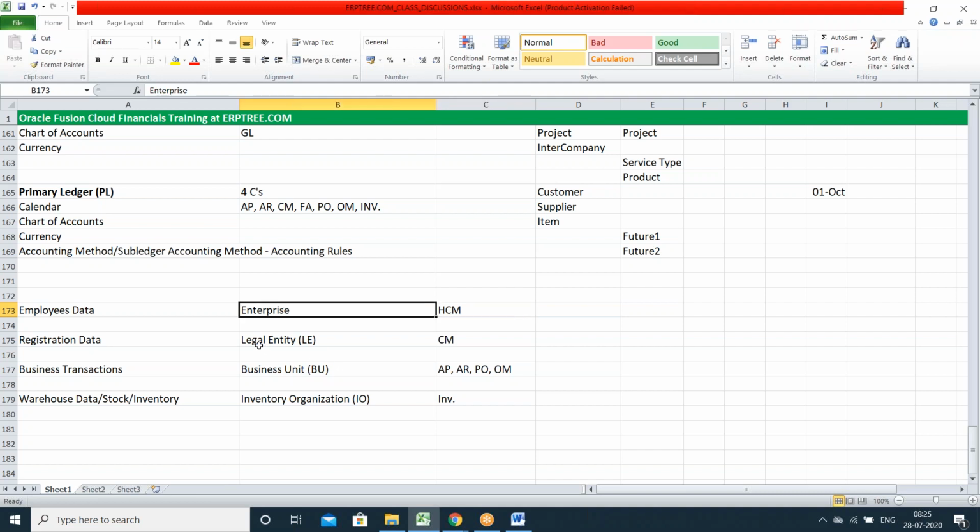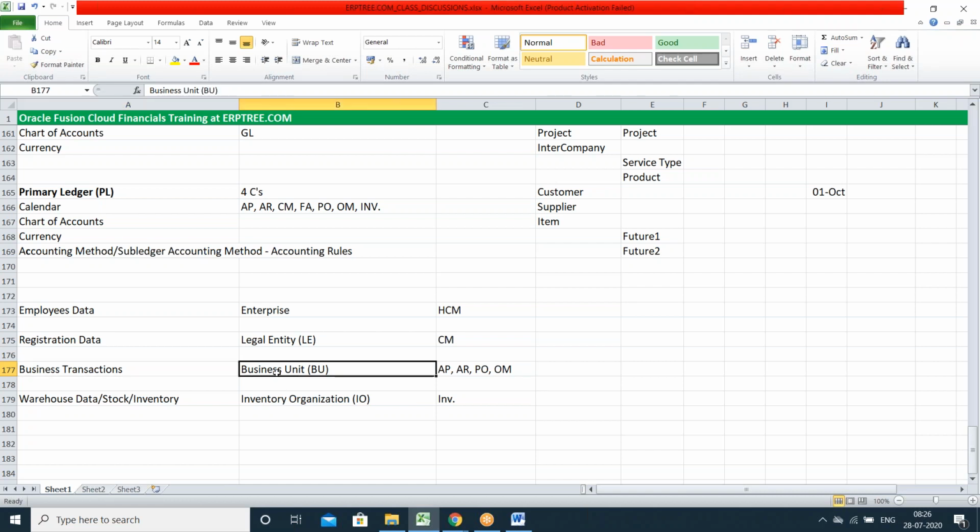The same way, if you want to maintain the company registration information in the system, you have to maintain it with a name called legal entity. How many registrations the company has, those many legal entities we have to create. And at that level you can maintain cash management. What are the bank accounts owned by that legal entity? That means that company, all you can maintain in the cash management application. And what are the core business transactions we do? The day-to-day, what are the real business transactions the company performs? All you can record within the system, within the business unit.